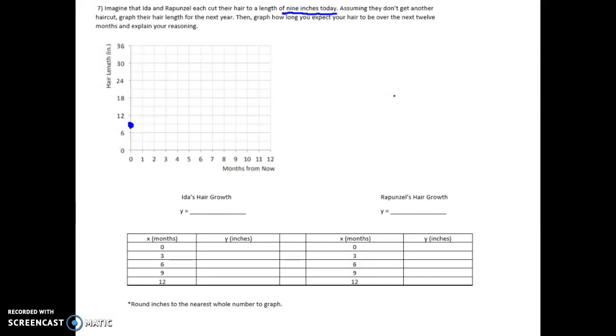Well, we know that Ida's slope is 0.47x, but our new hair length, or y-intercept, is going to be 9 inches. So we're going to say 0.47x plus 9. And for Rapunzel's, we're going to use that last slope that we found for Rapunzel's hair growth, which is much faster than Ida's. So we're going to have 3.89x, because that's our slope, plus 9.